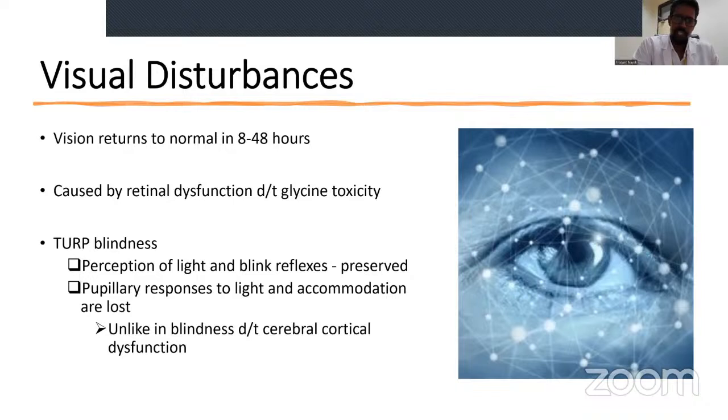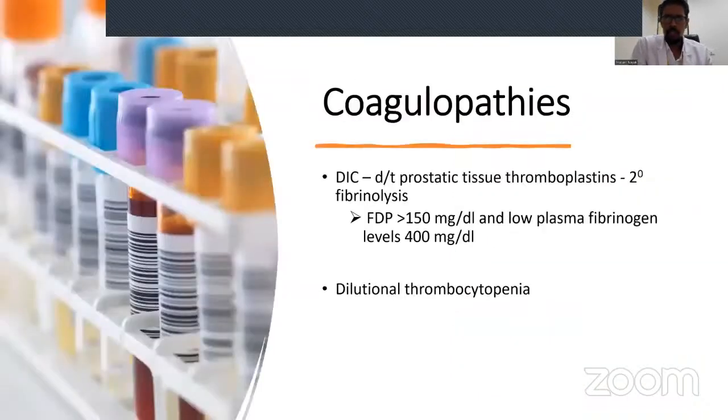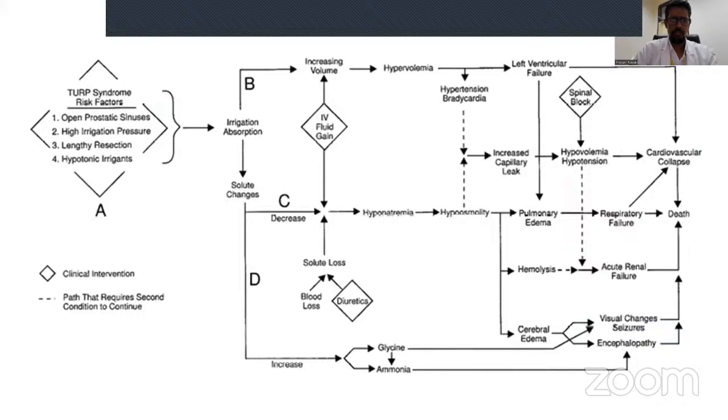The way to differentiate cortical dysfunction leading to blindness versus a local ophthalmologic or retinal dysfunction leading to blindness is that the perception of light and blink reflexes are preserved in TURP blindness due to retinal cause, and the pupillary responses to light and accommodation are lost. Right. So coagulopathies could be another complication, generally due to DIC and dilutional thrombocytopenia.